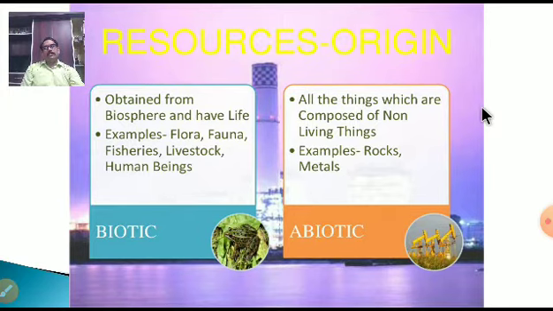First, on the basis of origin, biotic resource. Biotic resources, these are obtained from biosphere and have life such as human beings, flora and fauna, fisheries, livestock, etc. Then abiotic resources, all those things which are composed of non-living things are called abiotic resources. For example, rocks and metals.